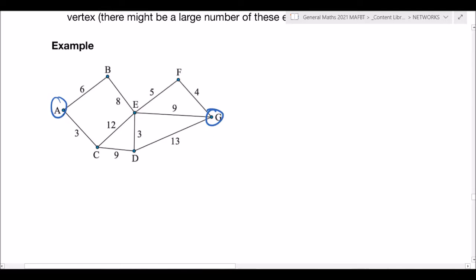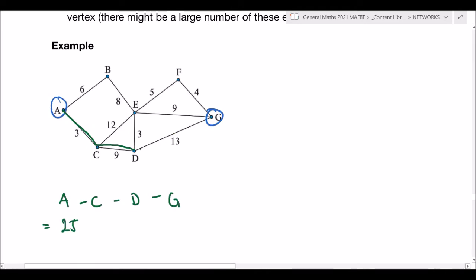So I could go from 3 to 12, or A to C to D. That will give me A to C to D already. That's a weight of 12, plus the 13 to G would be 25. Okay, so A to C to D to G gives me a weight of 25. Okay, but is that necessarily the shortest? Well, let's see if there are any other better ones that we can go through.